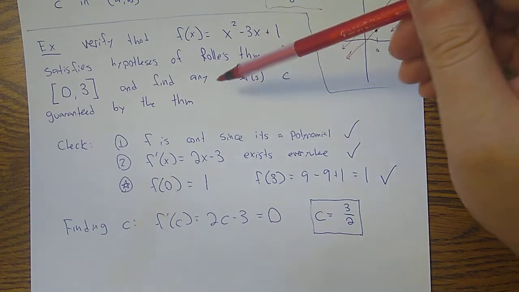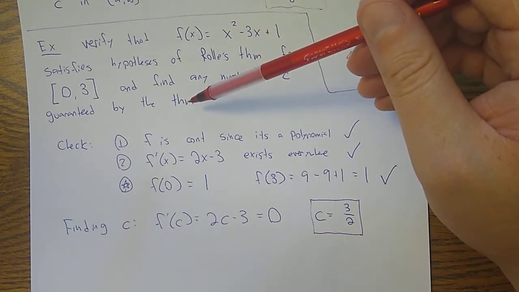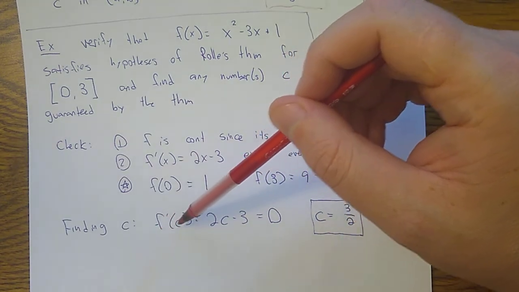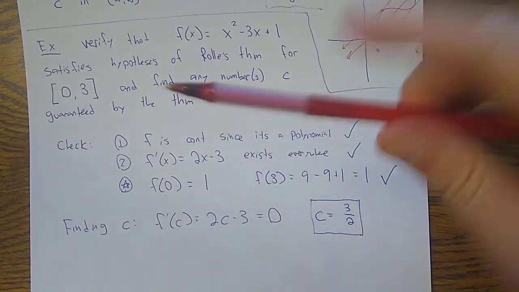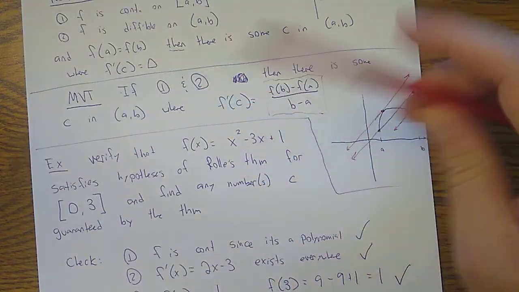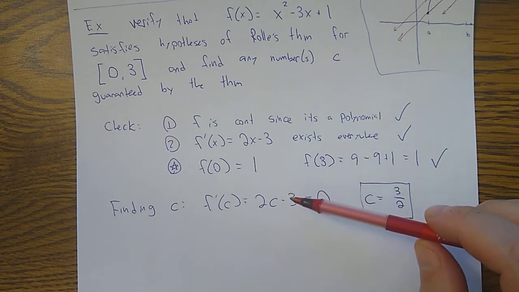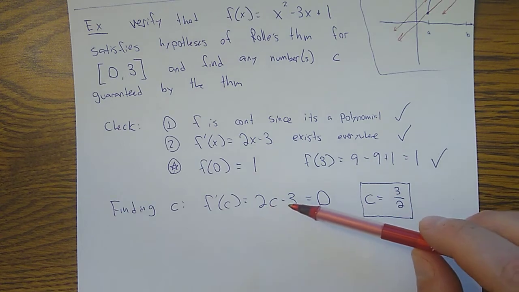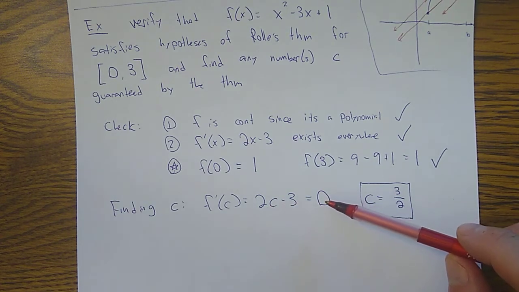Now the last thing we have to do is to find any numbers C guaranteed by the theorem. What does that mean? The theorem guarantees a value C such that f prime of C equals 0. That's what it says here. So luckily I already took the first derivative. It's this. So f prime of C would be 2C minus 3. I set that equal to 0, and I solve it for C.